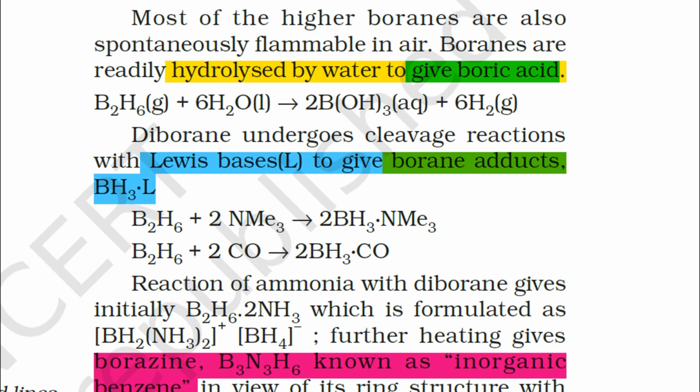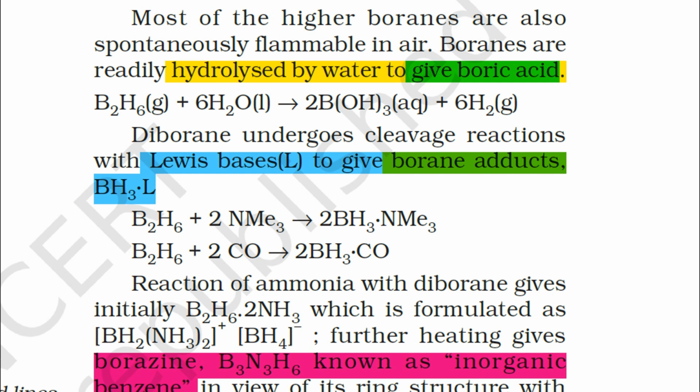Till now we saw a total of 3 preparations of boric acid, that is H3BO3 or B(OH)3, in different places. One we saw in borax, second we saw in orthoboric acid, and third here, that is B2H6 plus 6H2O gives rise to 2B(OH)3 plus 6H2.